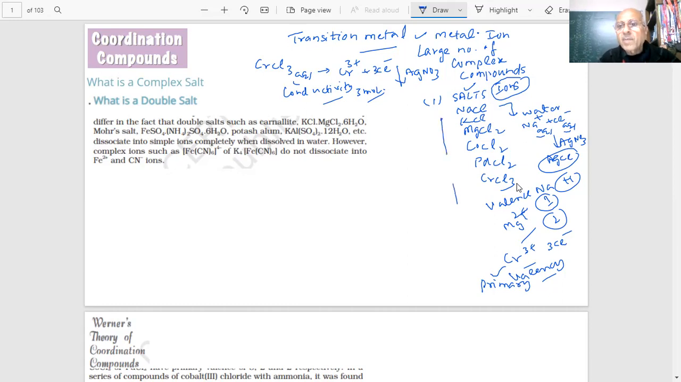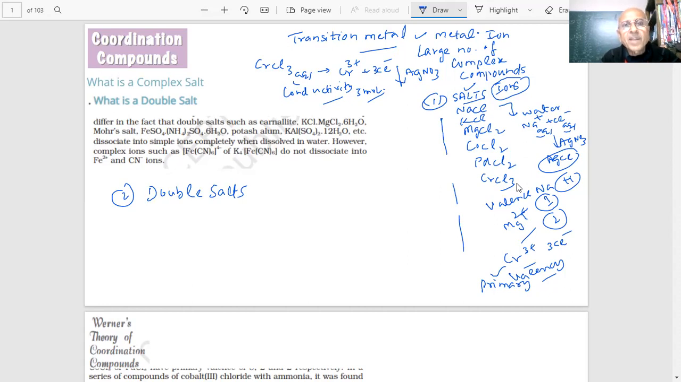Now these are what I am calling simple salts. There are also double salts in chemistry. Second, what is a double salt? A double salt is one which has more than one salt together. There are compounds which have been prepared in which there is not one salt but more than one salt. Double means there are 2 salts.